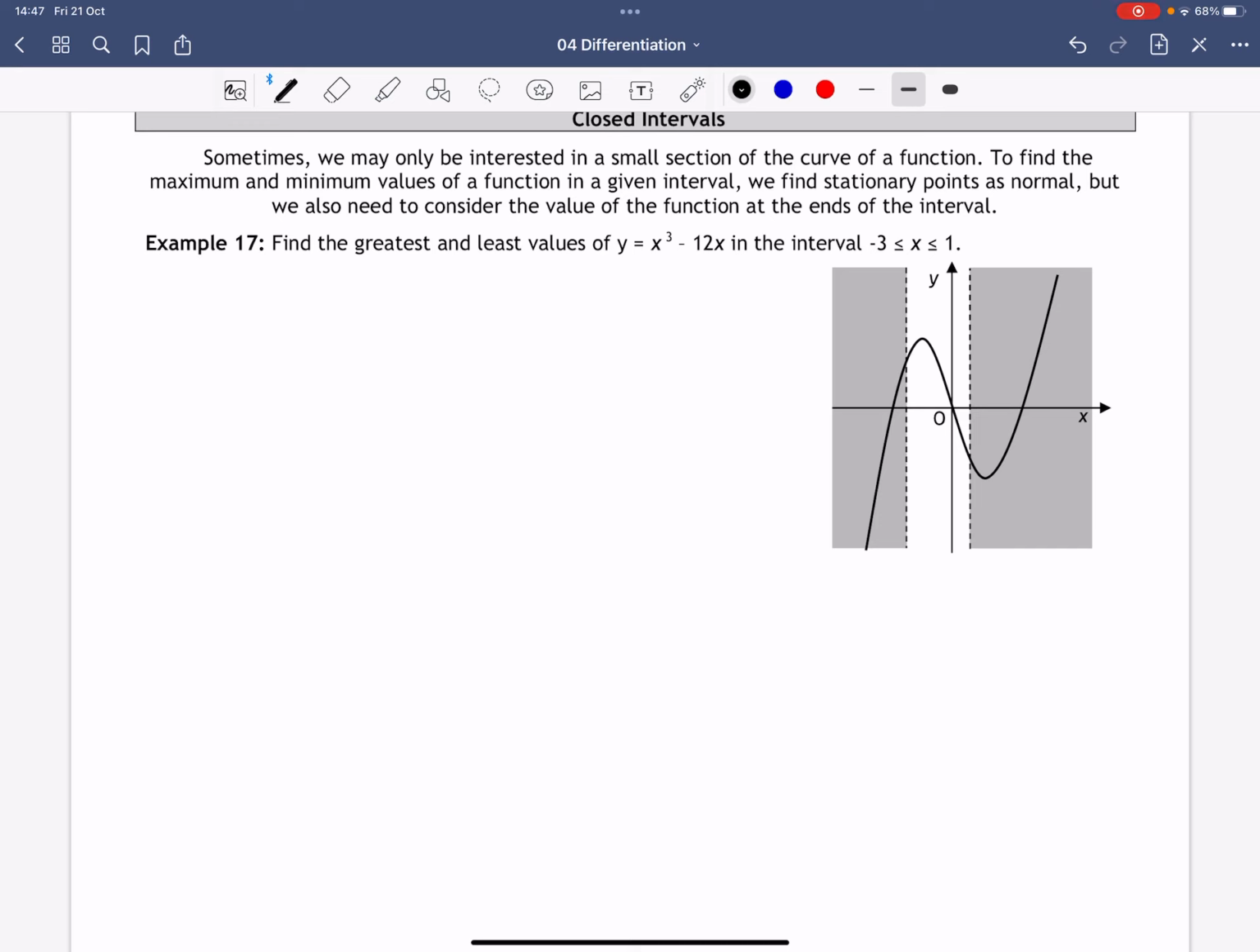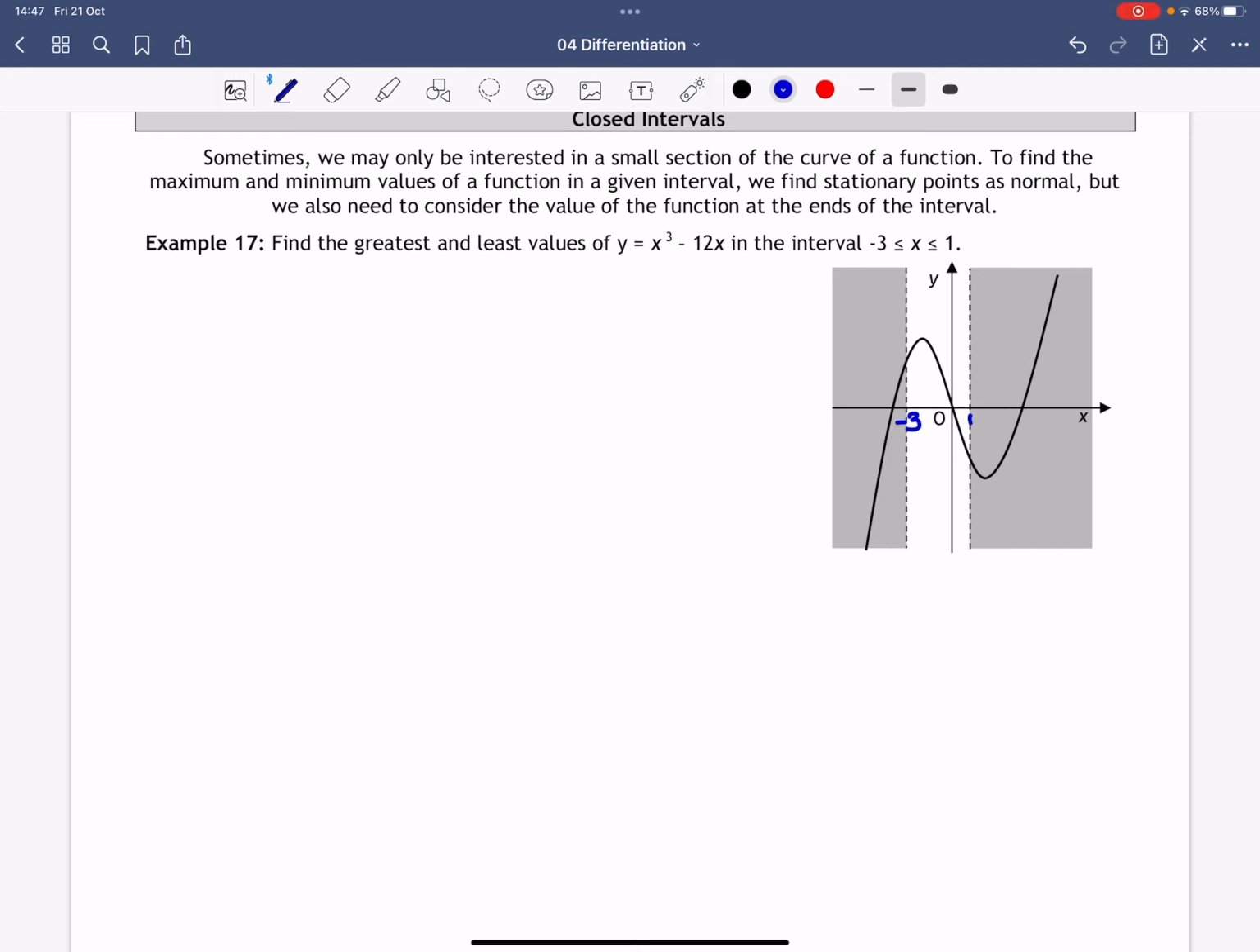So in example 17, we want to find the greatest and least values of y = x cubed minus 12x in the interval for x values between minus 3 and 1. So that really matches up with this curve here, minus 3 and 1. Now, we know that we're going to have a turning point which is within the range and a turning point without the range. For these questions, you won't be given a diagram. So let's pretend that we don't actually have that diagram.